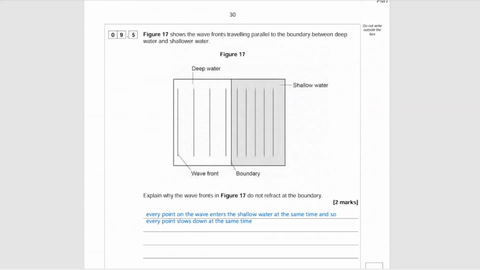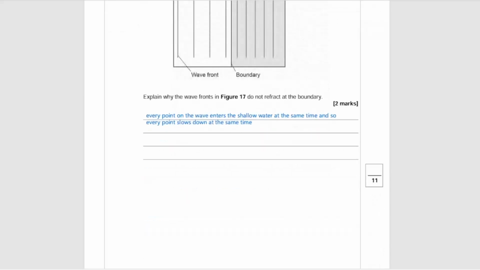And then 9.5, figure 17 shows the wave fronts traveling parallel to the boundary. Why do they not refract at the boundary? It's because every point on the wave enters the shallow water at the same time, and so every point slows down at the same time, leading to there being no refraction.